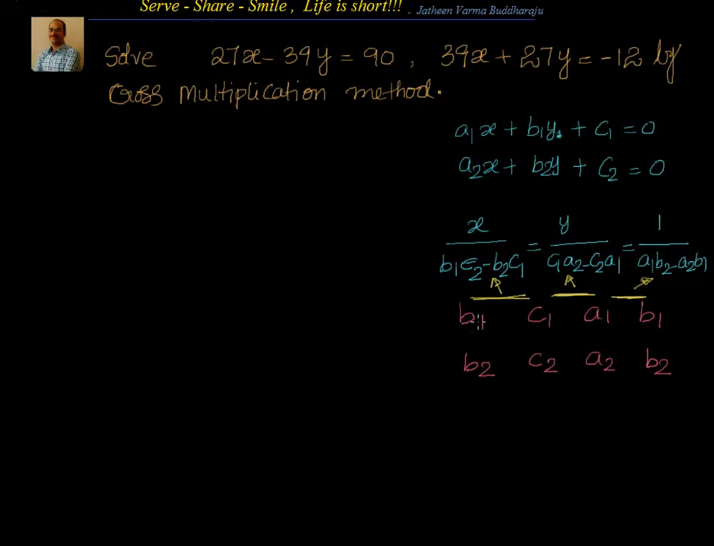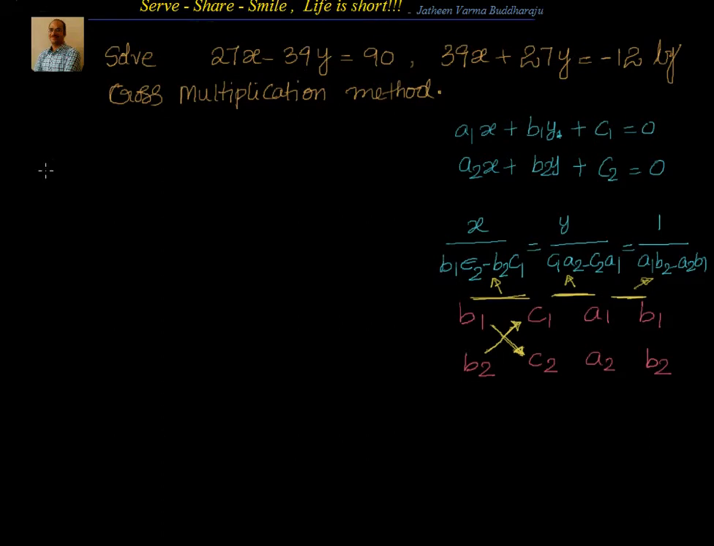Now if you observe, x by b1 c2 minus b2 c1: start from the left, go down, multiply, then subtract the other one. You multiply cross first, then go in the other direction. This is the first, and this is next. So you take this direction first, then b1 into c2 minus b2 into c1. That's how we have to do it. Let's try to solve the problem using the same method.